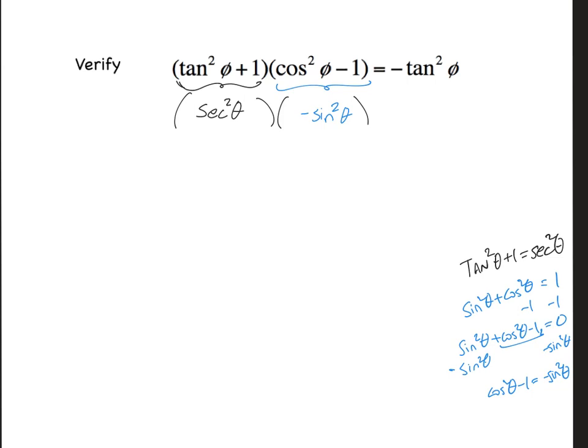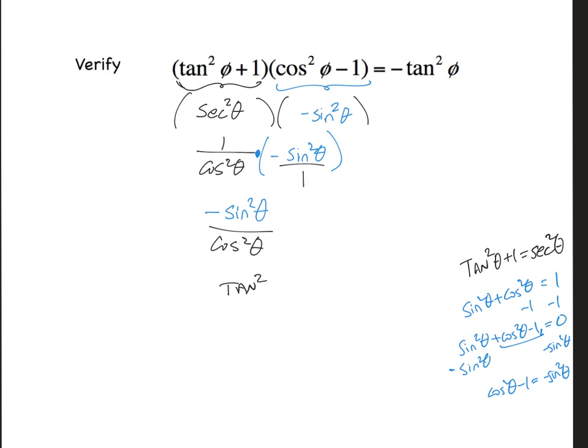Well, secant squared theta, I could write that as 1 over cosine squared theta if I wanted to. And remember, we're multiplying. So I could write that negative sine squared theta on the top and the cosine squared theta on the bottom. Because remember, technically that would be over 1. And we know that sine over cosine is tangent. So sine squared over cosine squared would be tangent squared. But then I also have that negative sign out in front. And that's what I was trying to show the whole time. So I know I'm done.